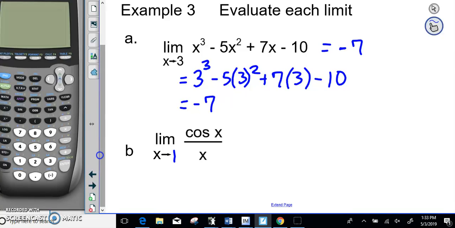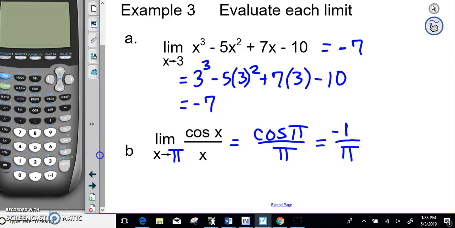All right, this next one is supposed to be pi right here. So again, we're going to substitute pi in for x and solve it out. Here we're going to do cosine pi over pi. Again, you're supposed to know your trig values, so hopefully everybody remembers what cosine pi is without putting it in the calculator. You can just think about it and be like, bam, I got it. Hopefully everybody knows that's -1 over pi. Bam! And you're done.